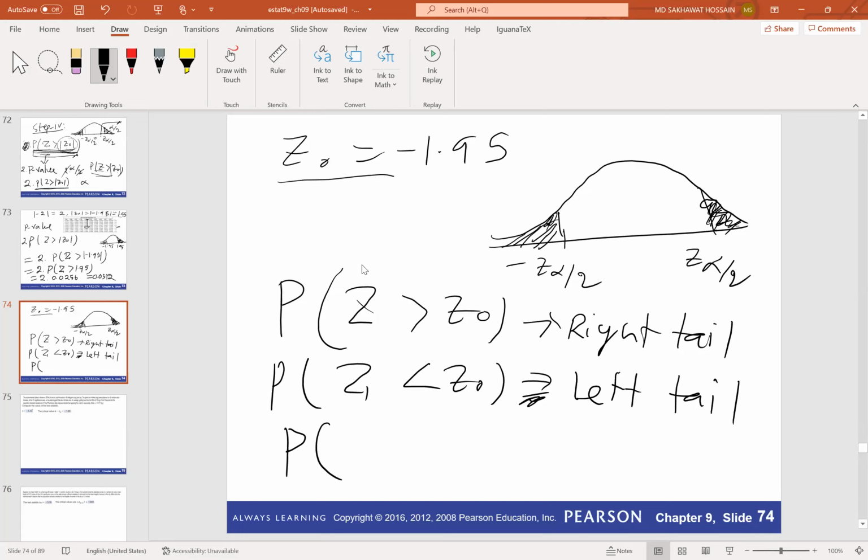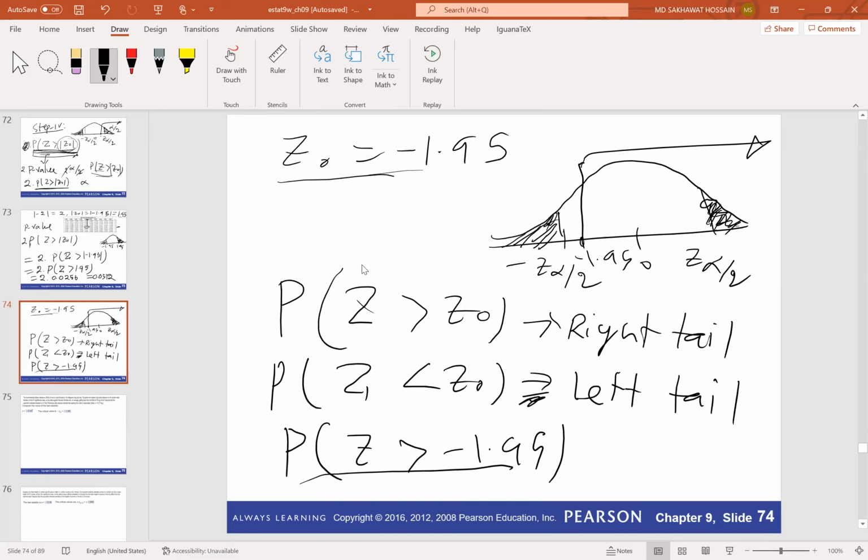Since this is negative, if you calculate this probability Z greater than Z0, that means -1.95, then what will happen? -1.95 will be somewhere here, right? If you calculate Z greater than this, because you do not know whether your test statistic is positive or negative, here this is negative. Now if you calculate the probability Z greater than -1.95, it will be this area, and that is absolutely greater than 0.5, right?